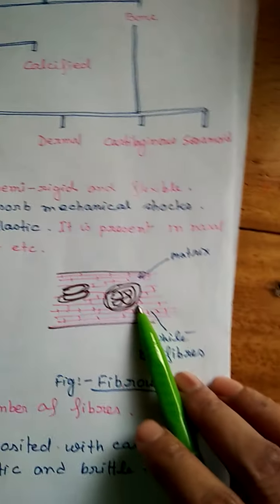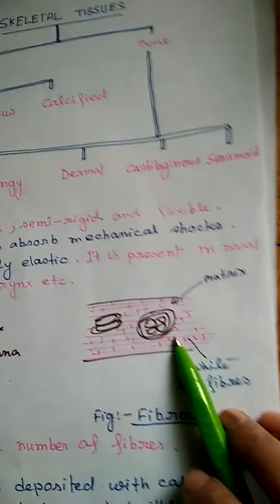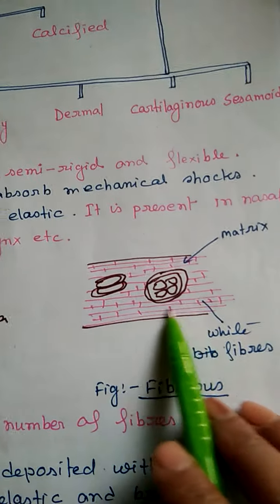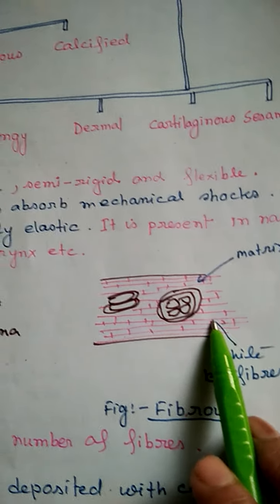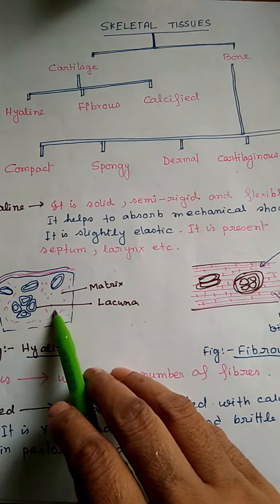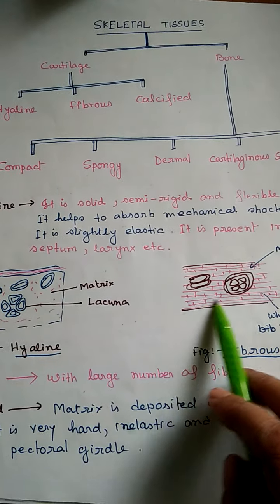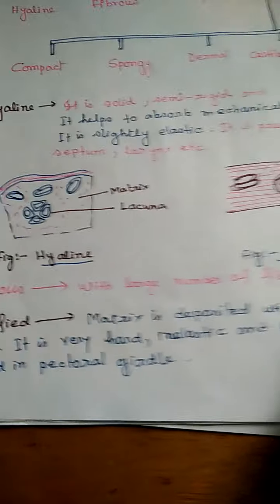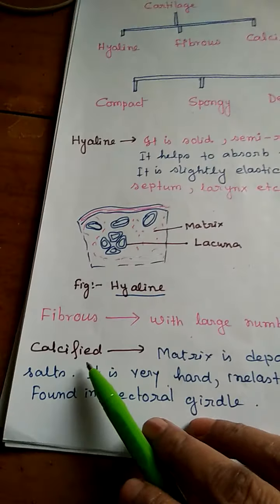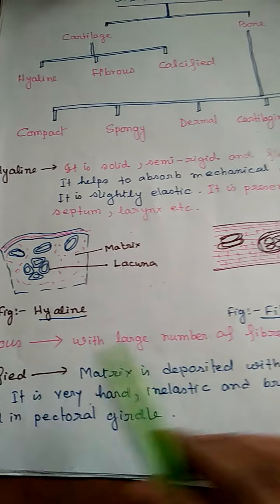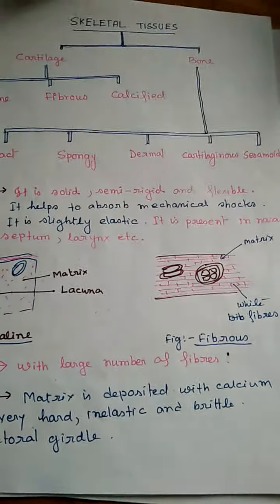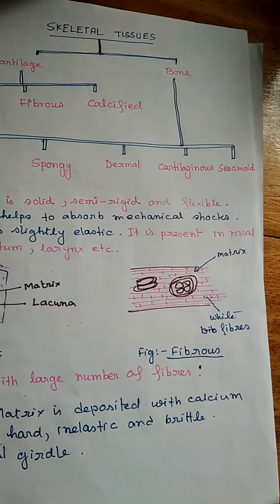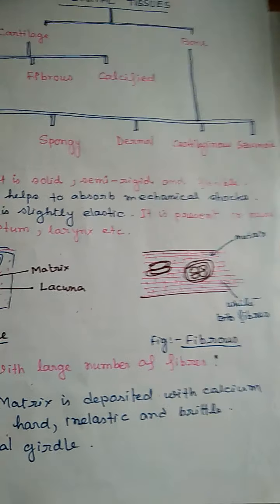Now the next one is the fibrous tissue, with a large number of fibers. So these are the fibers. A large number of fibers are present. So you can see the difference here, that in one these fibers are absent, in this one these fibers are present. That's why it is known as fibrous. And the next one is calcified. In case of the calcified, the matrix is deposited with calcium salt. It is very hard, inelastic, and brittle, and found in the pectoral girdle.